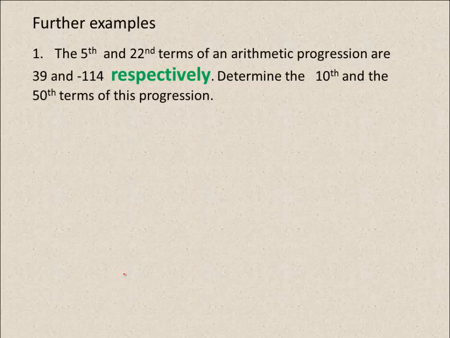Okay. Now we're going to go on to further examples, guys. You would notice that yes, it is a simple section, but sometimes it can get a bit more difficult. I'm going to show you an example that could come out in your exams. The question reads, the fifth and the 22nd terms of an arithmetic progression are 39 and 114 respectively. Determine the 10th term and the 50th term of this sequence.